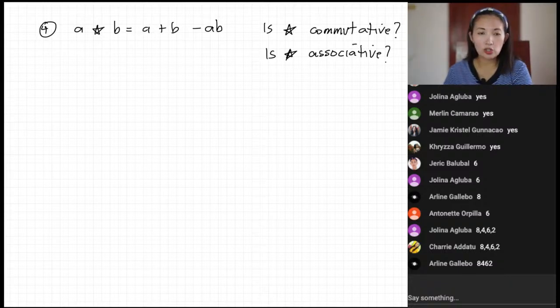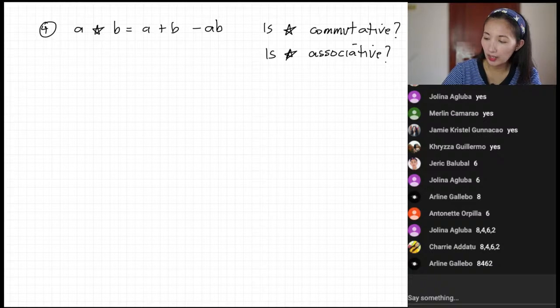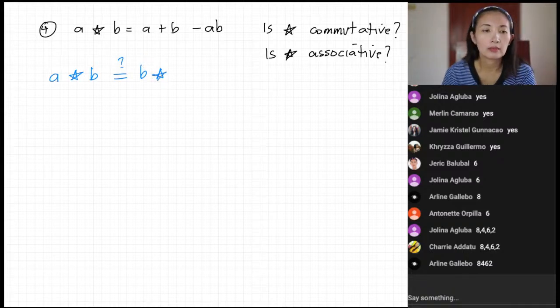Okay, that's the question. Is star commutative? Is star associative? Now, let's check on commutativity in general. First, is A star B equal to B star A? What is the definition of star? Star says sum minus product. Their sum minus their product.